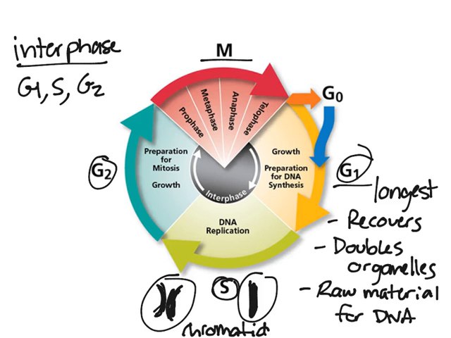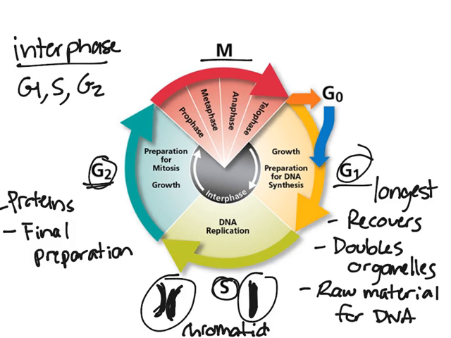And then finally we have G2. In G2, the cell makes proteins that are necessary for division. Essentially it's just the final preparation for division. I'll make a separate video on mitosis because that's a lot of stuff we need to get into, and it's a complicated process.